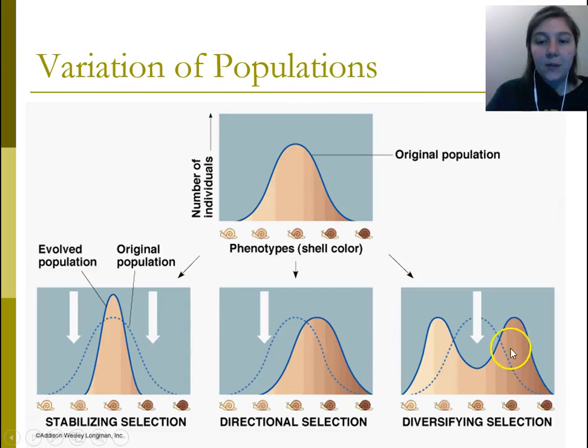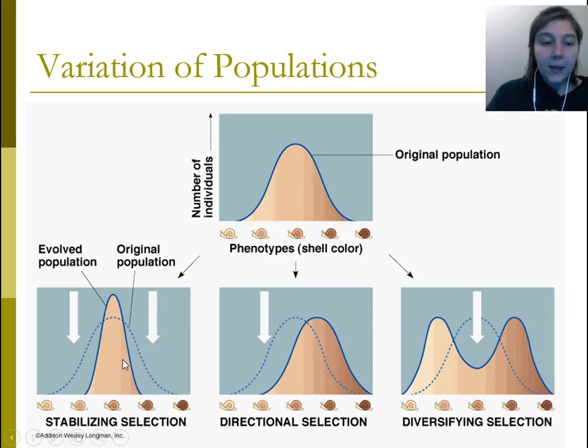Lastly, these are different types of graphs you'll see for variation. We start with our original population, and what this is showing is a range of phenotypes or physical appearance. So in this example, we have snail shells, very lightly colored to very darkly colored. And due to different selection pressures, like if more predators are introduced to the area, or like the peppered moth situation where their environment is changing due to human activities, we can see changes in that population's phenotype.